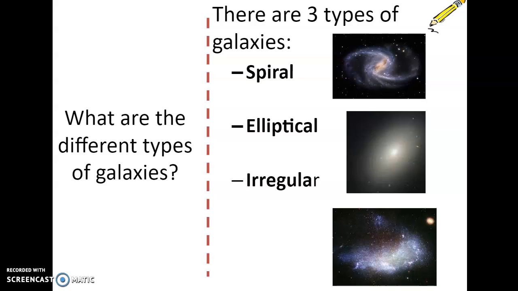What are the different types of galaxies? There are 3 different types of galaxies: spiral, elliptical, and irregular. Spiral just means it kind of is in a swirl. Elliptical is an oval shape, and irregular, it's kind of no consistent pattern.